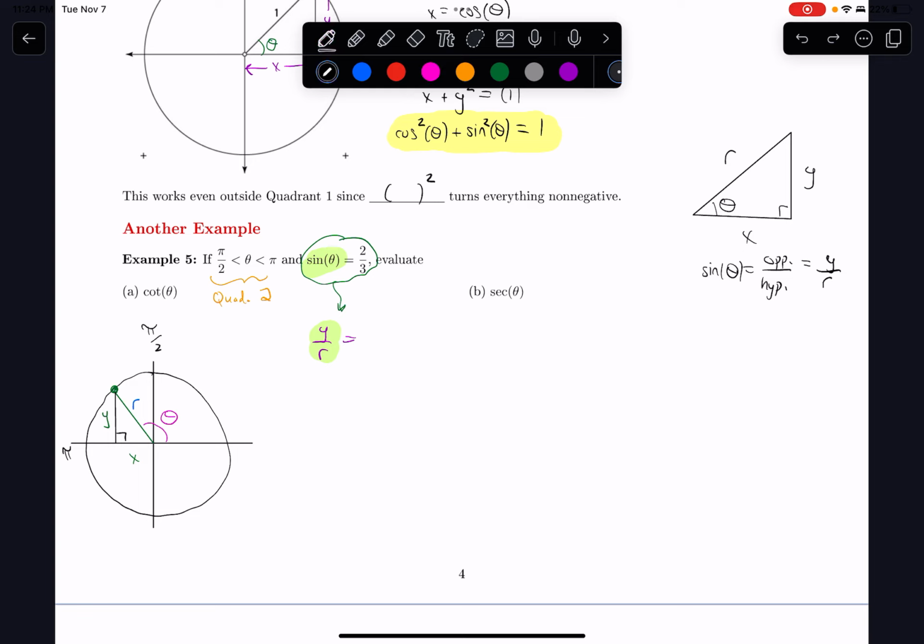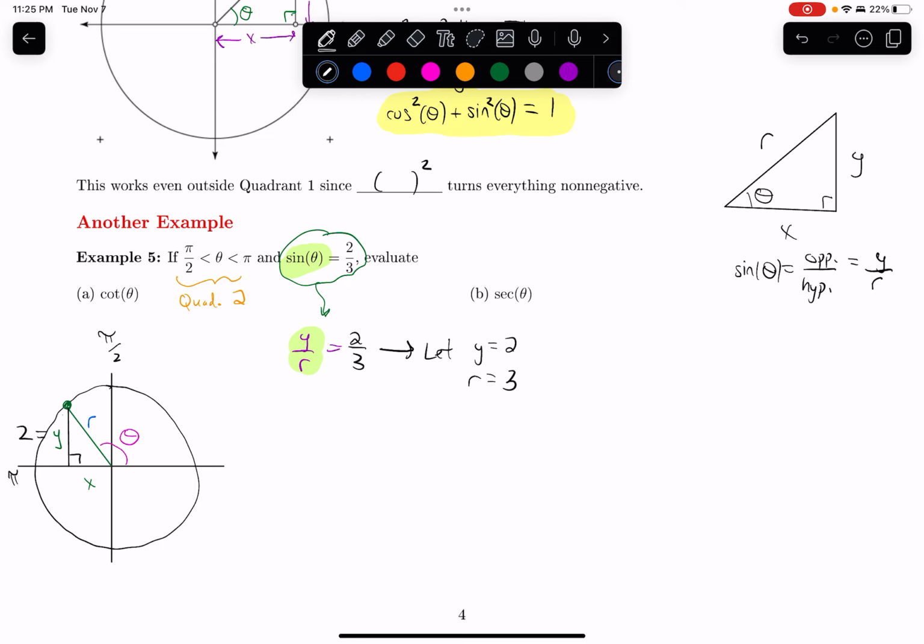Okay, so now I need sine of theta to equal 2 over 3, which means I need y over r to be equal to 2 over 3. So how can we accomplish that? Because there's many things that y and r could be so that the fraction becomes 2 over 3. But maybe the simplest is if we just let y be equal to 2 and let r be equal to 3. So let me label that in the picture here. I'm going to let my y value be equal to 2, and I'm going to let r be equal to 3.